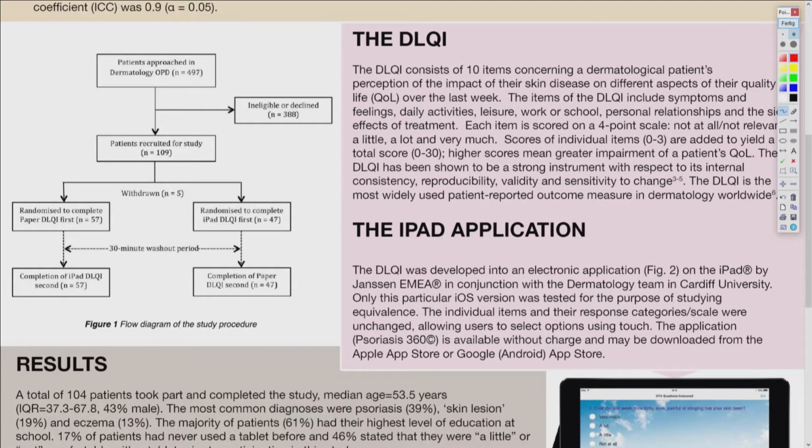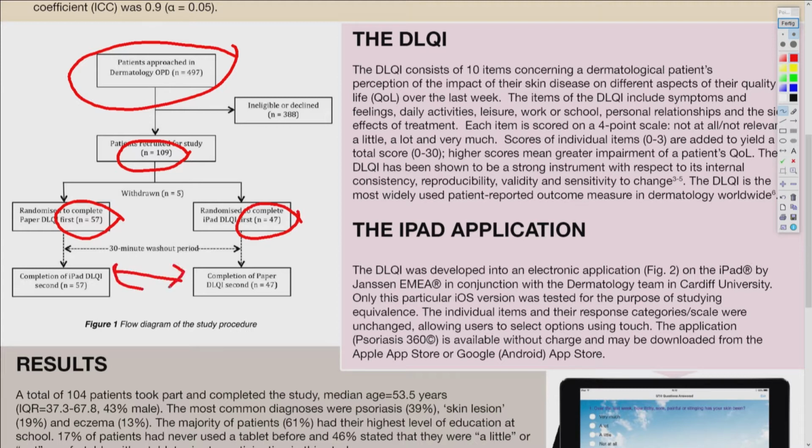So in terms of the results, we approached 497 patients in the outpatient dermatology clinic, as well as approached through mail. We sent several invites via post. Ultimately, 109 patients were recruited for the study, of which 57 were randomized to the paper version first, and 47 to the iPad version first. And then after a 30-minute washout period, they then completed either version that they haven't done before.